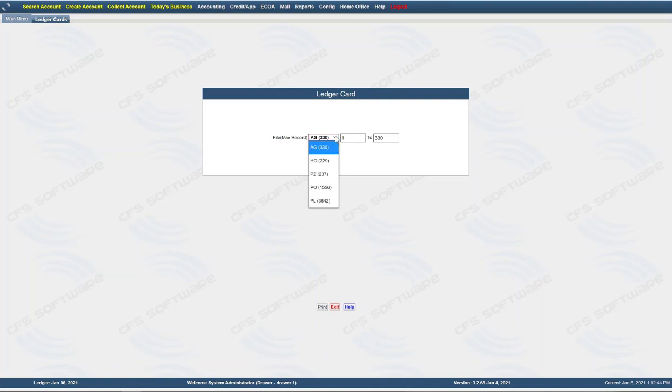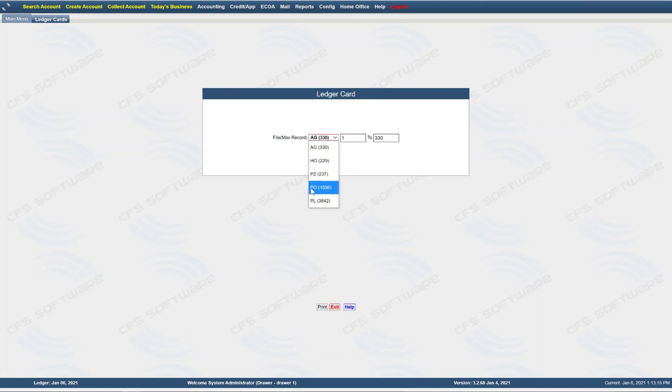You have a drop down to select alphabetically A through G, last name. How many people, A through G? There's 330 in this demo software instance. H through O, last name, P through Z. So alphabetically, A through Z is split up into three categories. A through G, 330 people. H through O, 229. P through Z, 237. A little over 1,000 active accounts in this office right now.